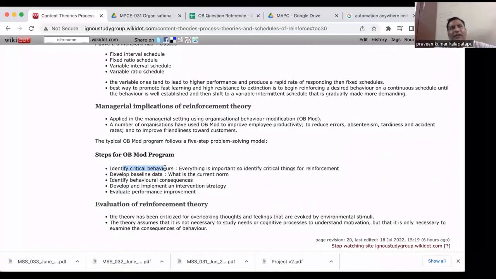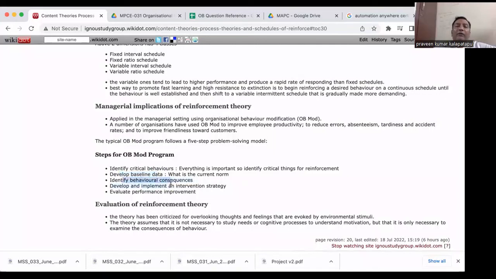You think about something, let's say innovative ideas. So if somebody generates innovative ideas, then only I will reward. I will not reward them if they fix the defect, right? So identify what the critical behaviors are, and now develop a baseline. Should I give for every defect fix, or should I give after 10 defect fixes? What is the baseline that I have, right?